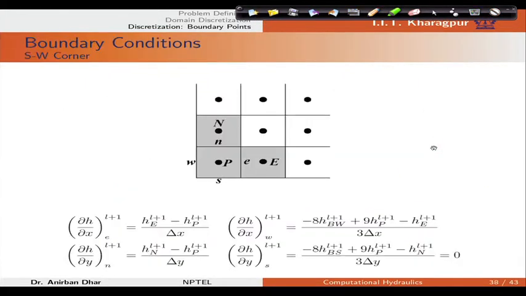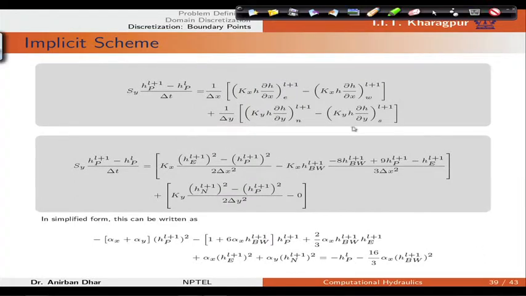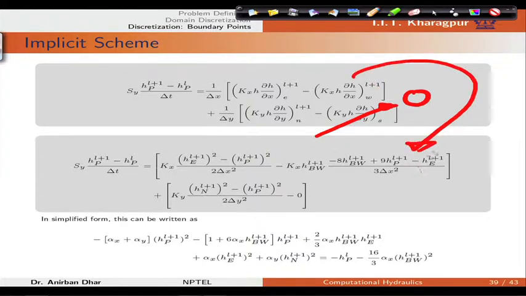Now, if we consider southwest corner, the approach is similar. We need to put 0 condition here. If for southern boundary this is 0, and for western case we have transferred these values and derivatives. So, for western boundary we do not have any H s L plus 1 or H w L plus 1 term.